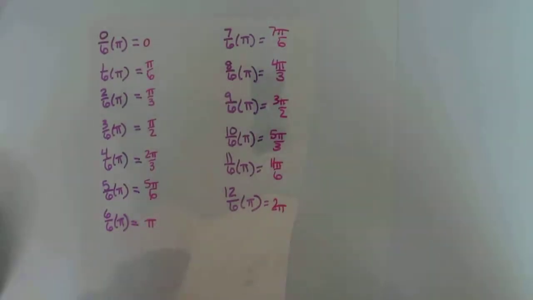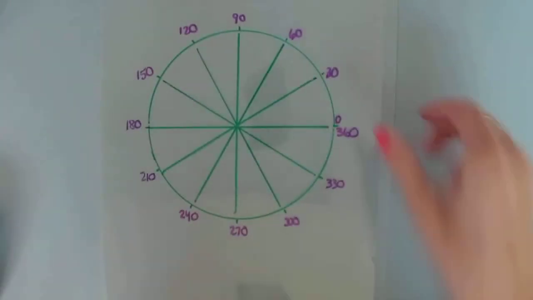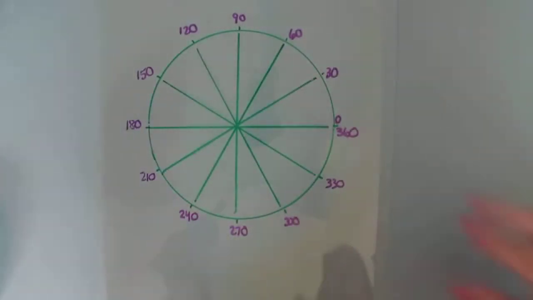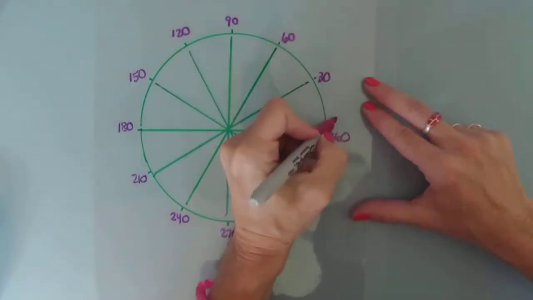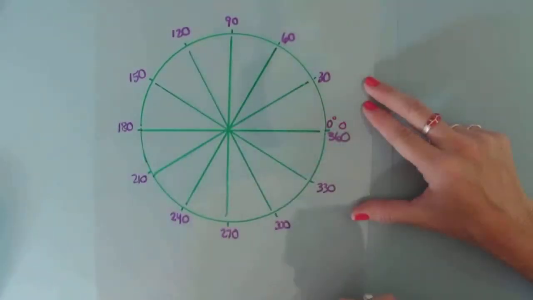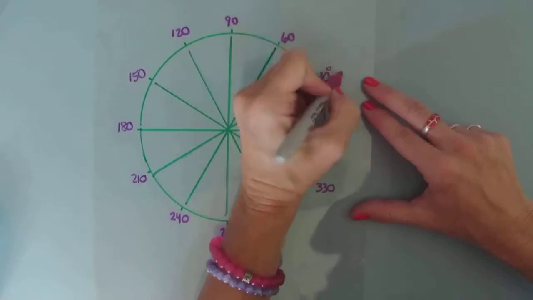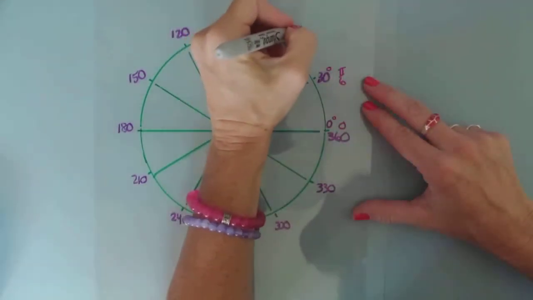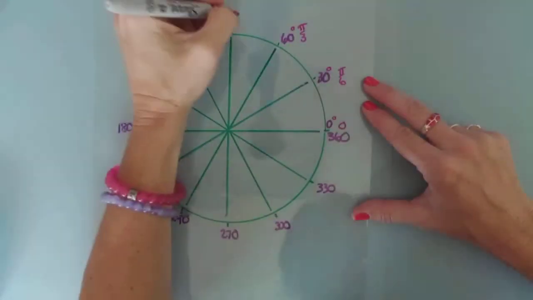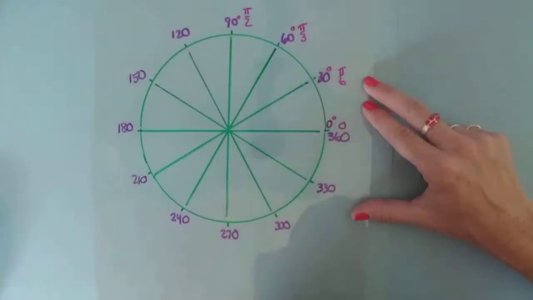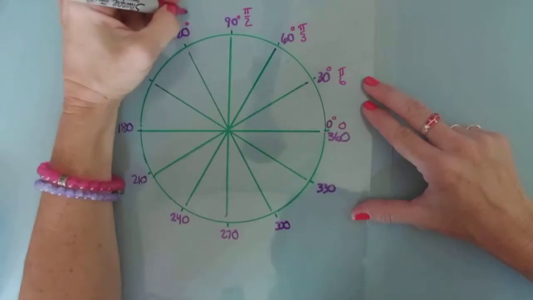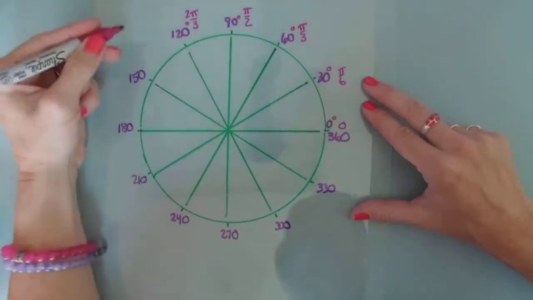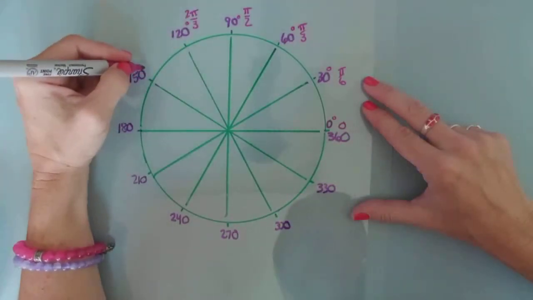Okay, taking the circle we created earlier with our degree measures, we can now put our radians on there. So 0 degrees, 0 radians. 30 degrees, pi over 6 radians. 60 degrees, pi over 3 radians. 90 degrees, pi over 2. 120 degrees, 2 pi over 3.